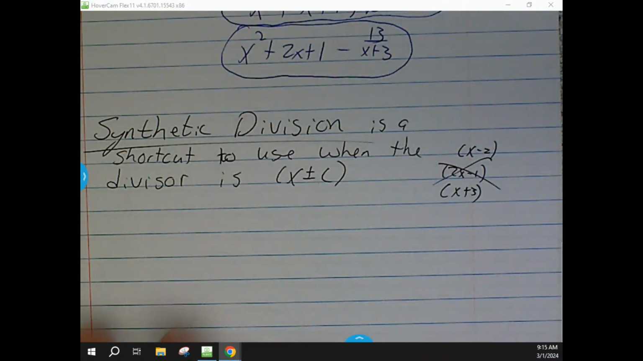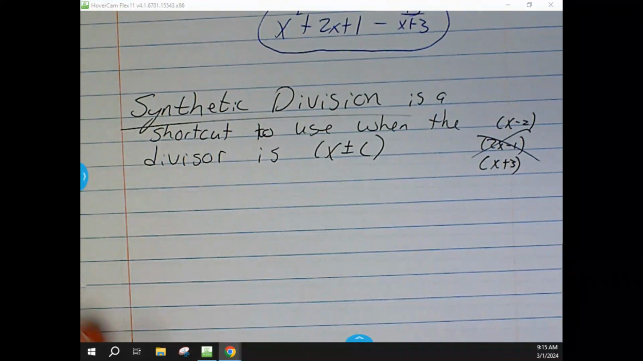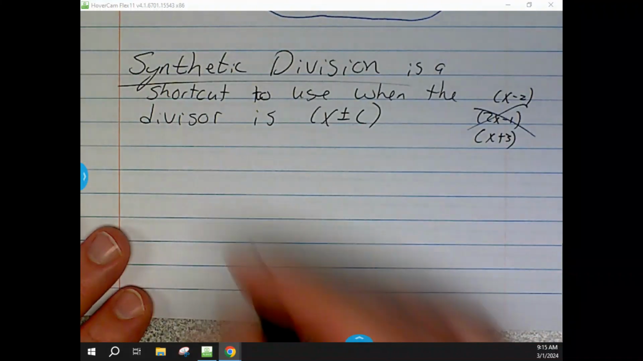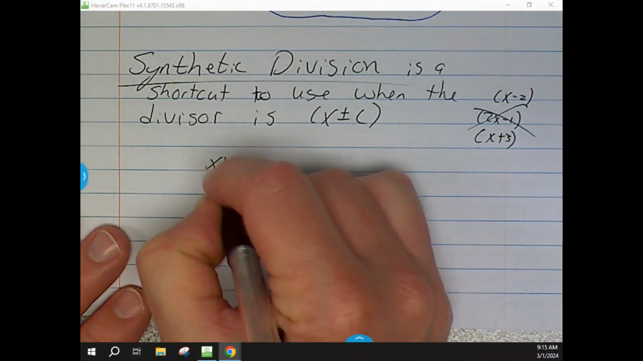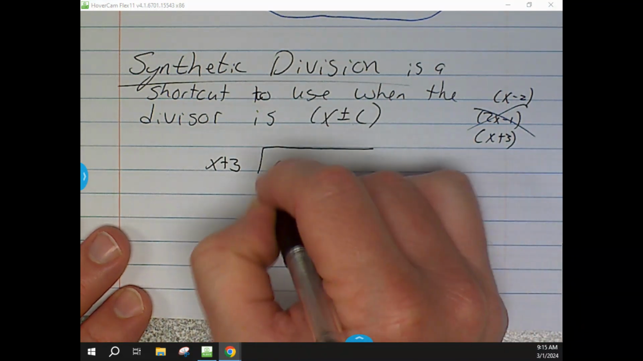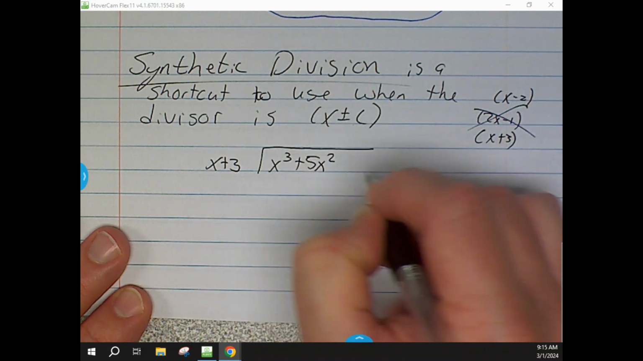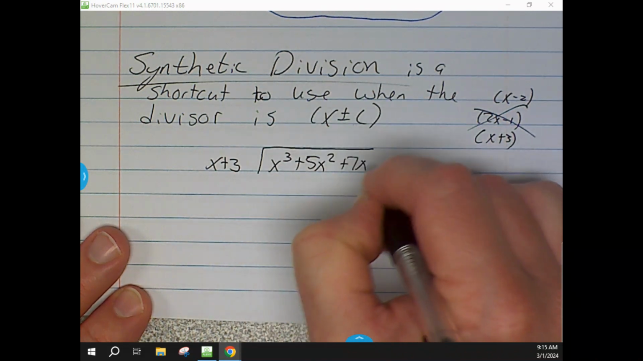All right, so what we're going to do is take this exact same problem we had here with long division, and we're going to do it with synthetic division and show you how this is going to work. So we're going to start with x plus 3 divided into x to the third plus 5x squared plus 7x minus 10.